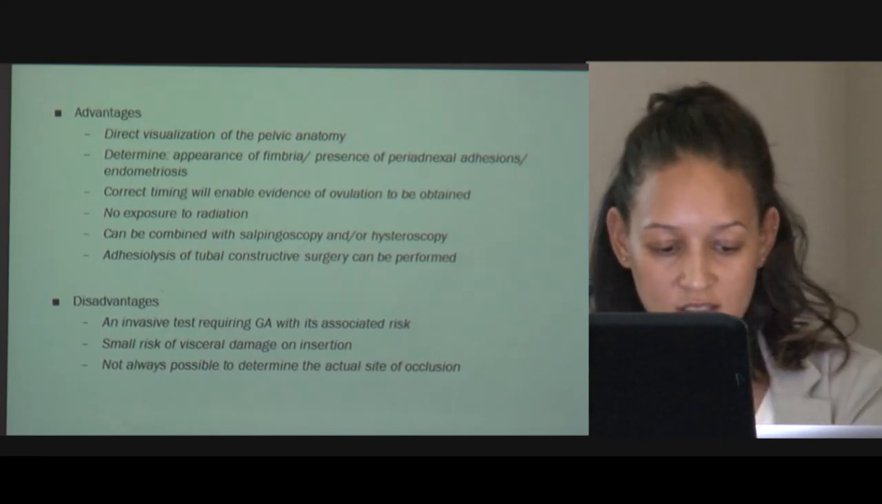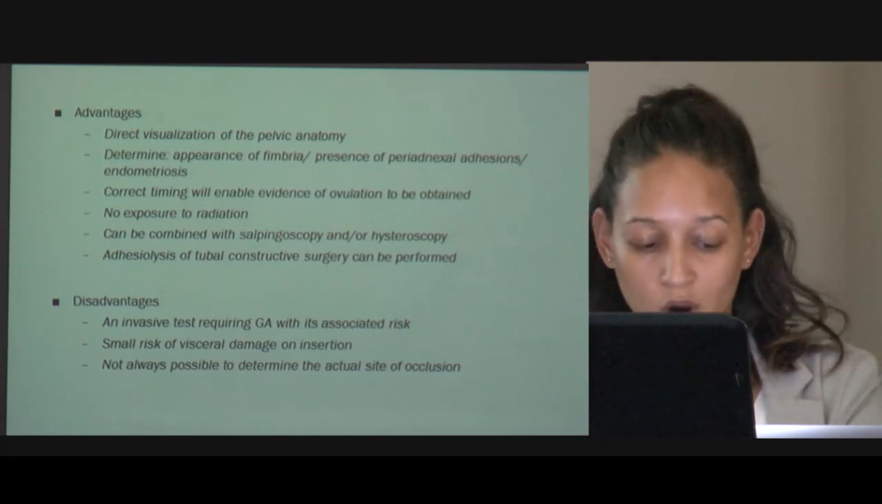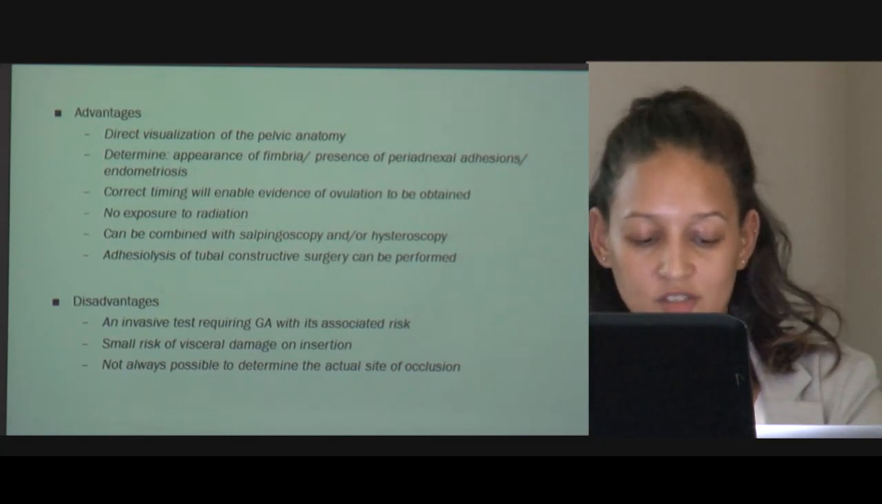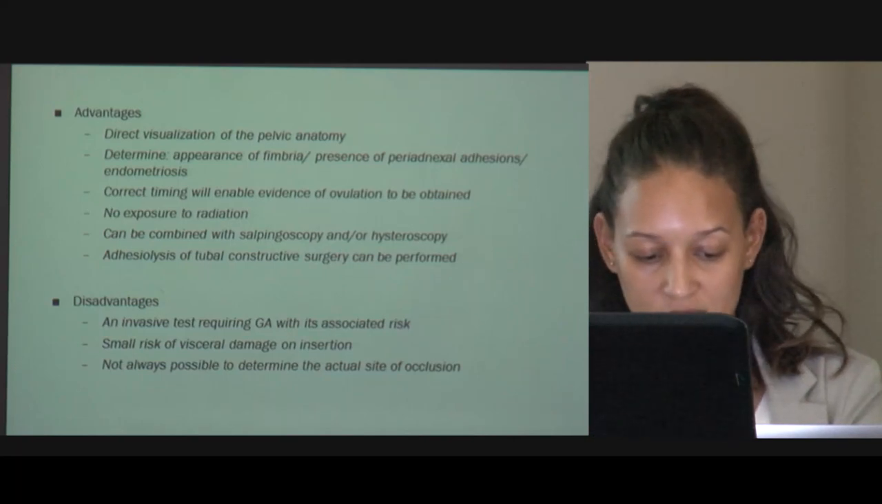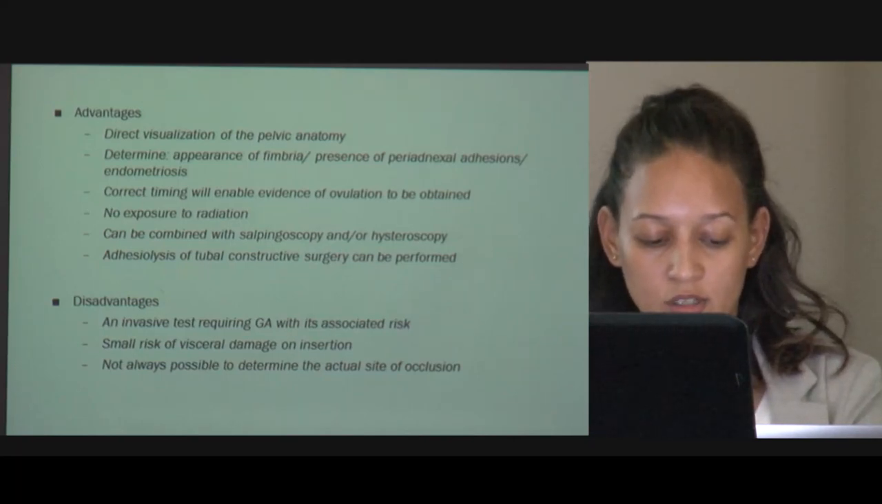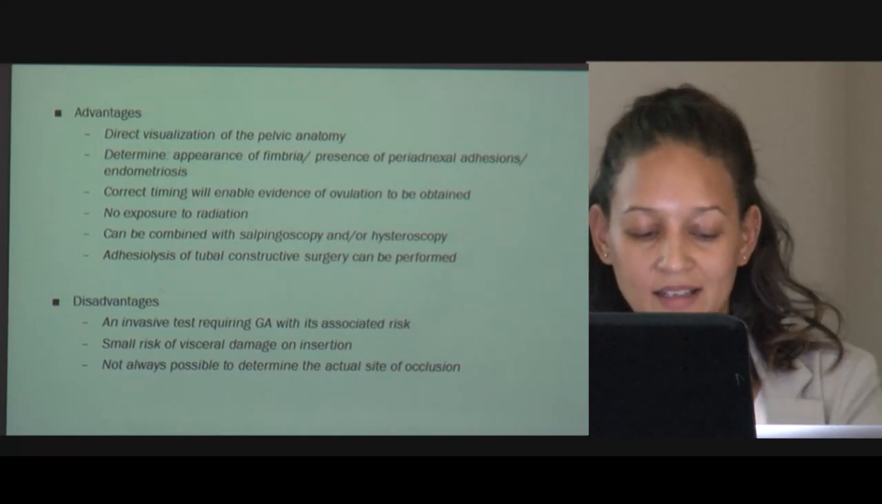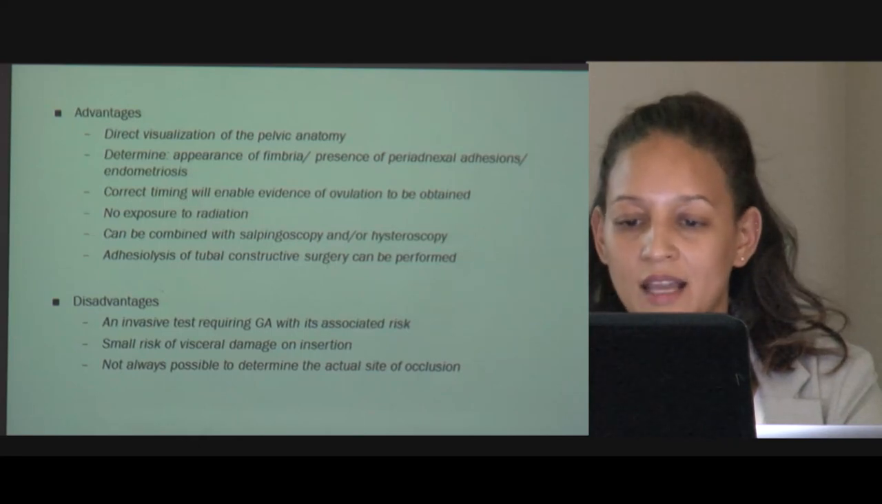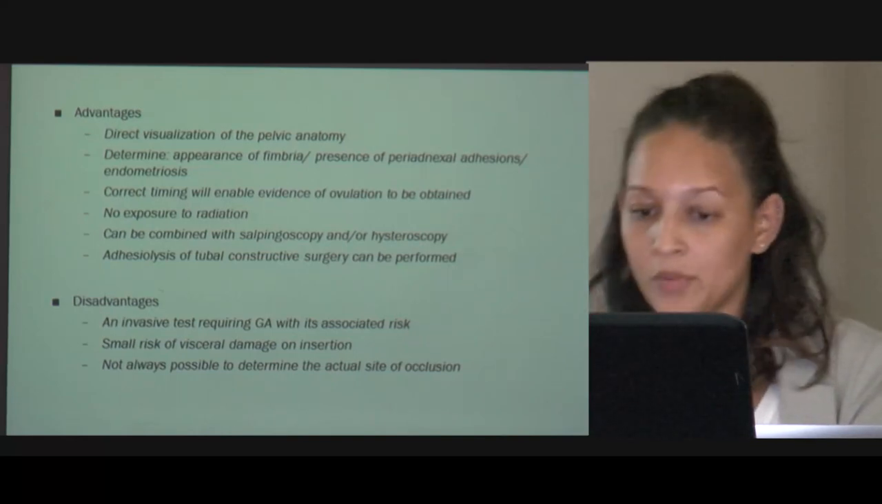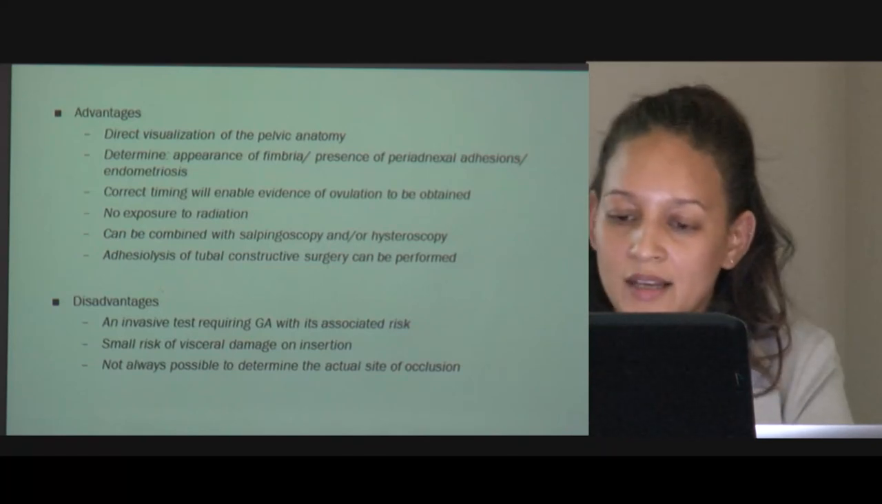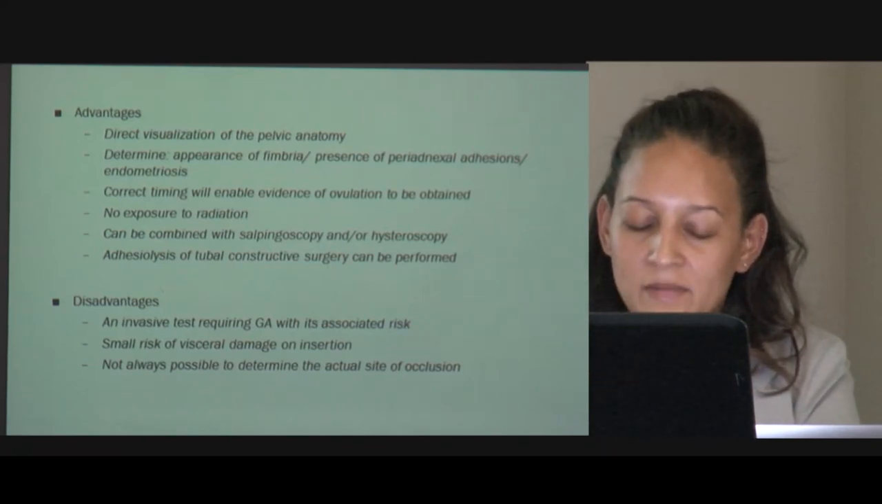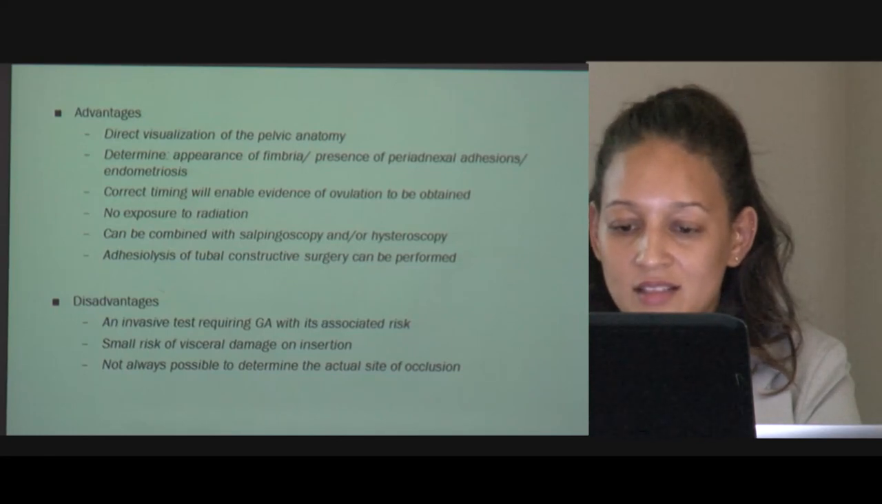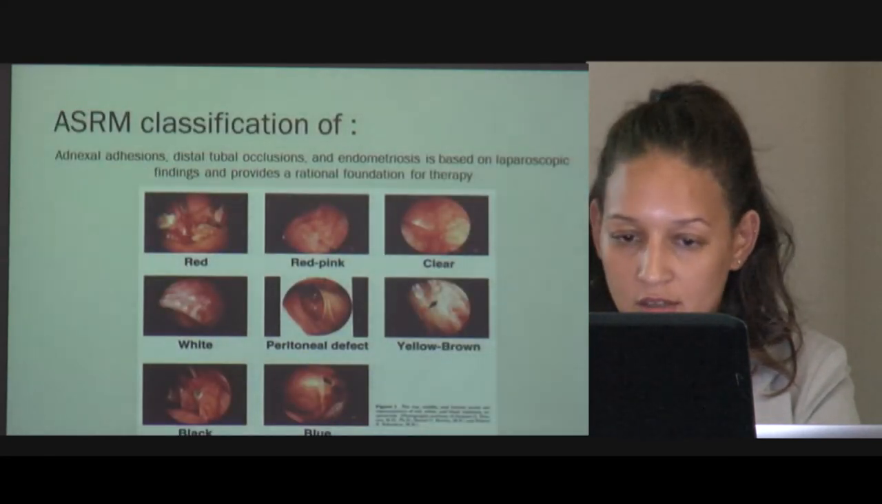The advantages: laparoscopy provides a panoramic view of the abdomen and pelvis and allows the ability to diagnose and treat various pathologies, including distal tubal occlusion, endometriosis, and adnexal and pelvic adhesions. If there's correct timing, it can enable evidence of ovulation, there's no exposure to radiation, and it can be combined with salpingoscopy and hysteroscopy. Disadvantages: it requires GA and there's a small risk of visceral damage.